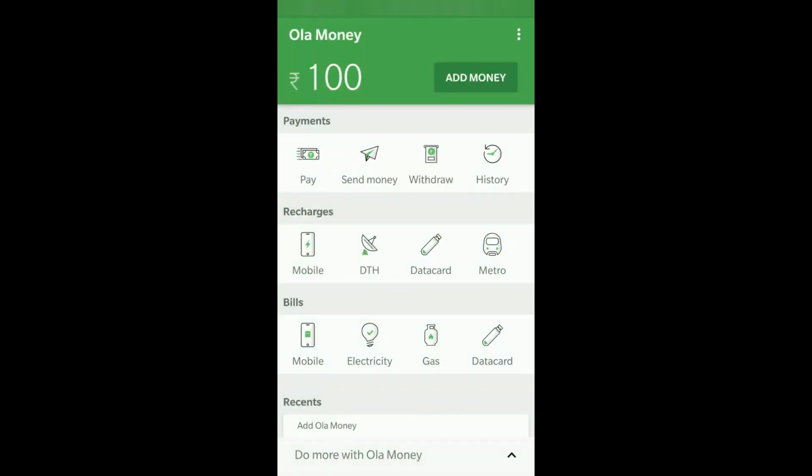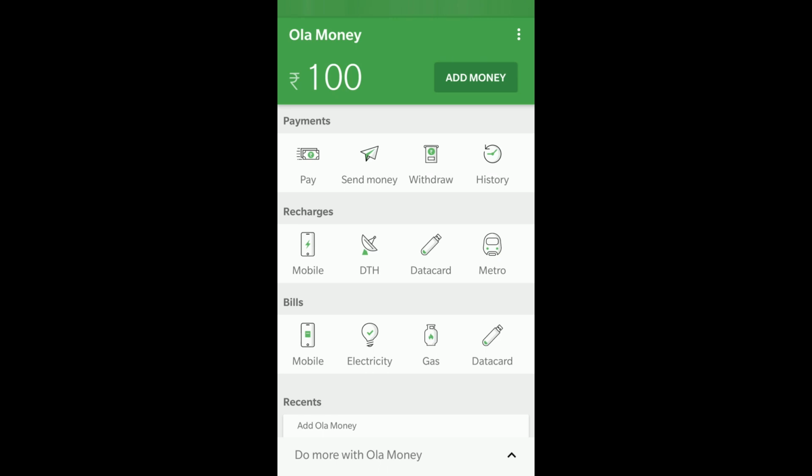Hi everyone, today in this video we'll see various uses of OLA Money, how you can spend OLA Money effectively or use it in various places, because the advantage with a wallet is how many places it is applicable. That makes a wallet more effective and usable.